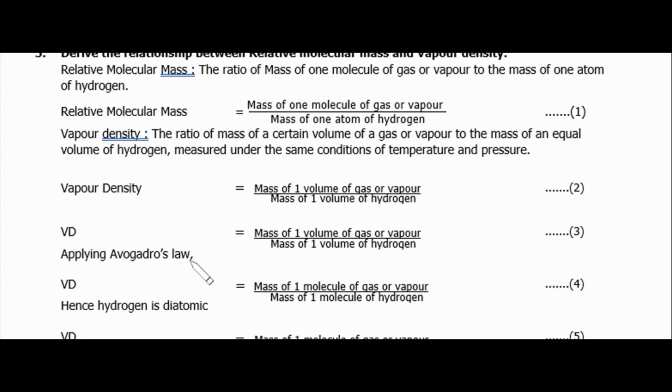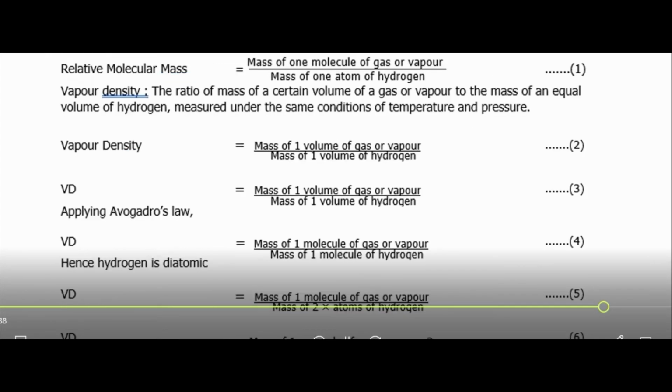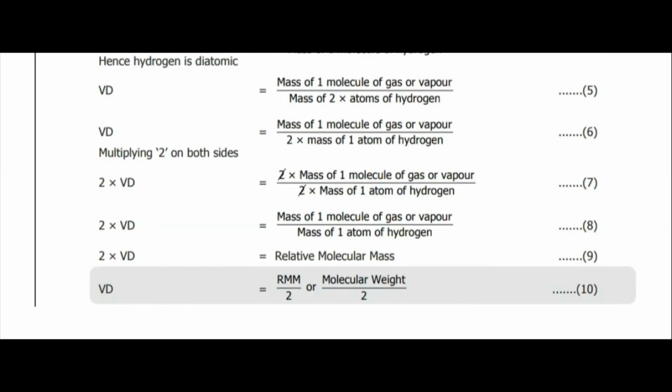Applying Avogadro's law, VD is equal to mass of one molecule of gas or vapor divided by mass of one molecule of hydrogen. Take this as equation number 4. Hence, hydrogen is diatomic. Vapor density VD is equal to mass of one molecule of gas or vapor divided by 2 into mass of one atom of hydrogen. You take this as equation number 6.